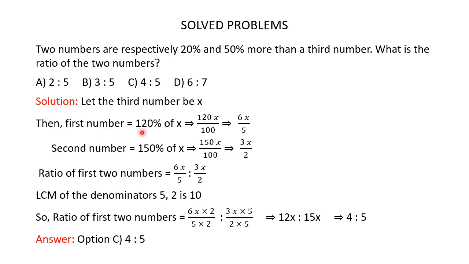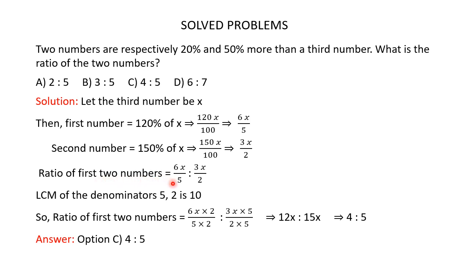Then first number will be 120% of x. Since the first number is 20% more than the third number, the first number will be 120% of x. This means 120x divided by 100, which is nothing but 6x divided by 5. Now the second number is 50% more than the third number. So the second number is equal to 150% of x. This means 150x divided by 100, which is nothing but 3x divided by 2.